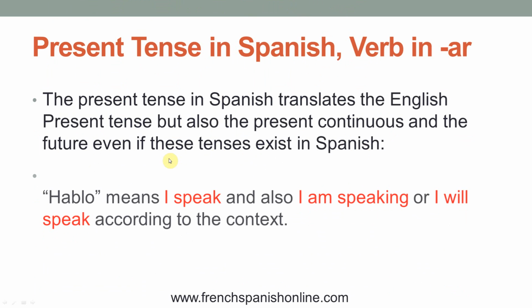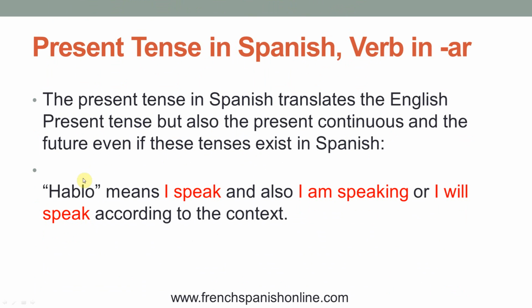So for example, if we want to translate hablo, coming from the verb hablar, to speak or to talk, hablo means I speak. It's the present tense. But also I'm speaking, the present continuous, or I will speak. And it depends on the context. So we will have a look in another lesson about the difference.